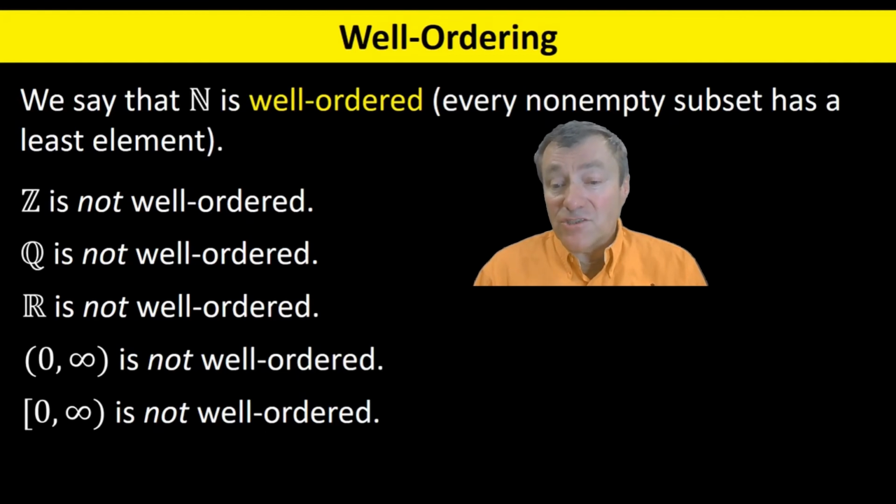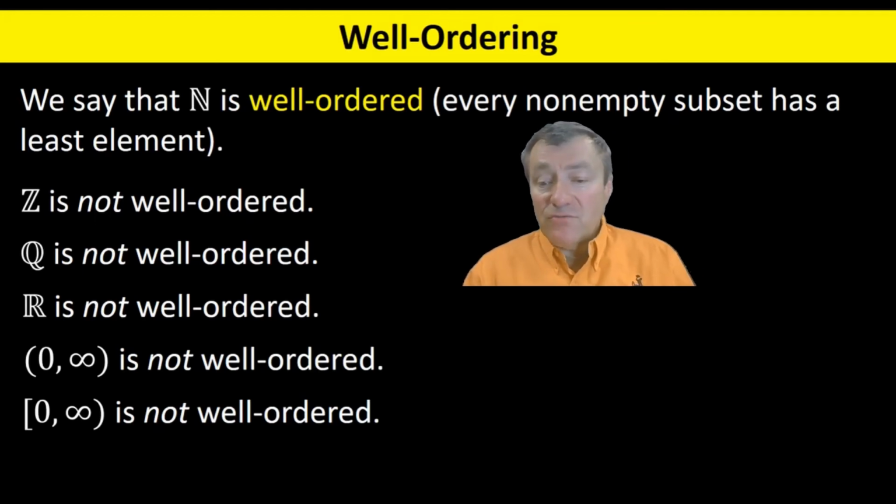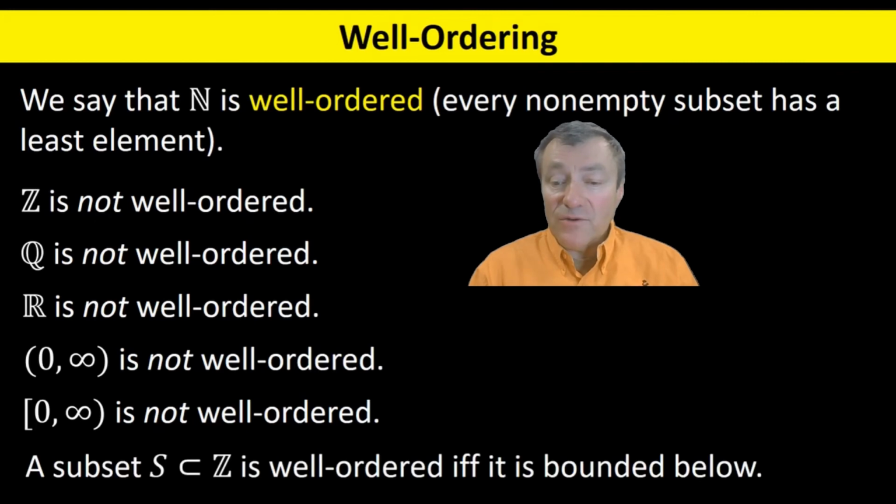Recall the definition. To be well ordered, it's required not only that your set have a least element, but that every non-empty subset also have a least element. So we are still looking for more examples of well ordering, and so far we're coming up pretty short. But this is a good one. A subset of the integers is well ordered if and only if it is bounded below. It's not hard to prove. I'll leave the proof as an exercise.